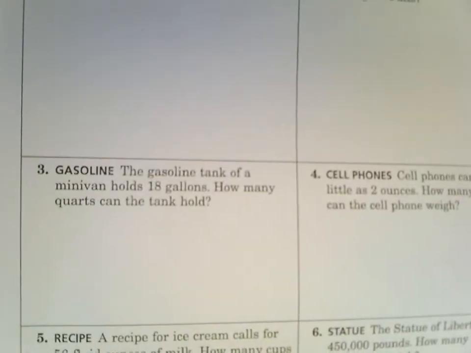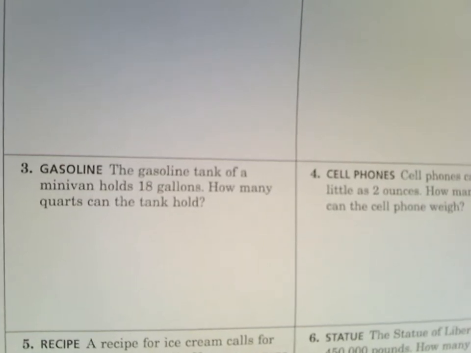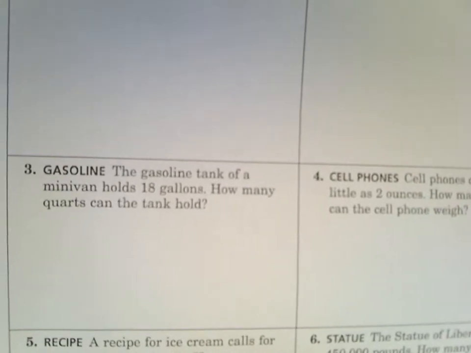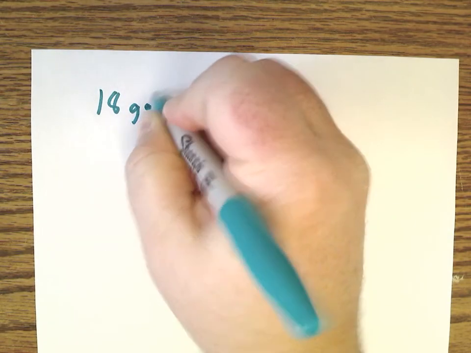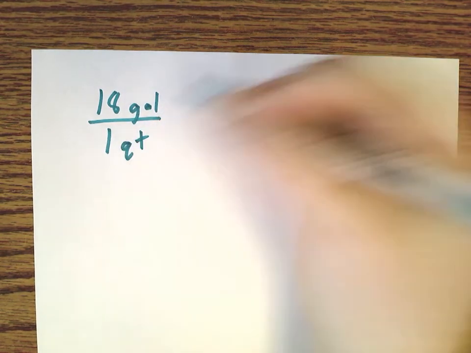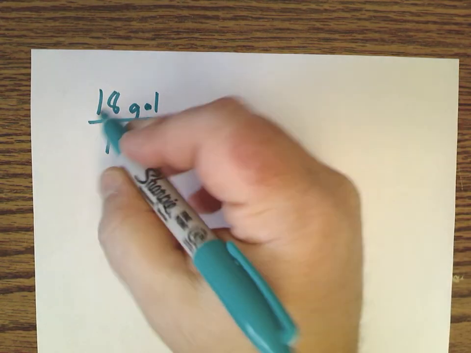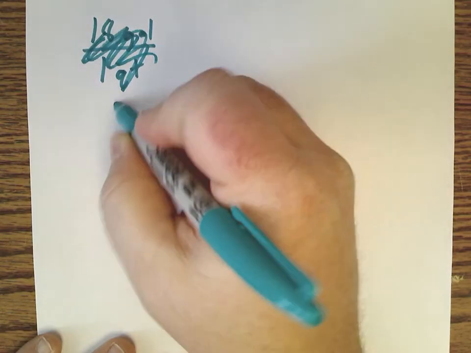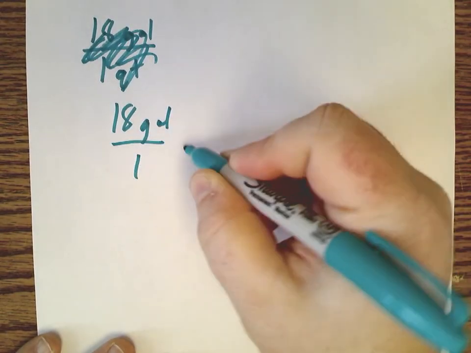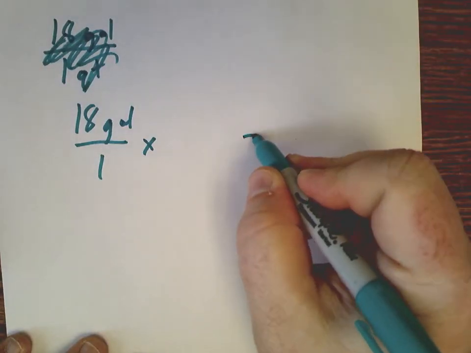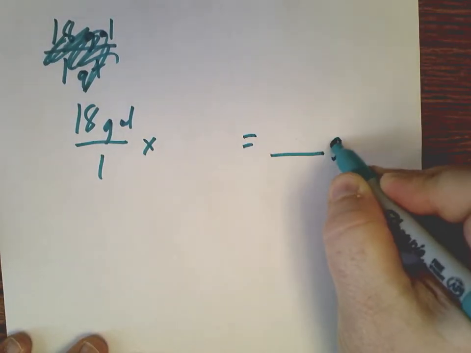Okay, on to number 3. We have the gasoline tank of a minivan holds 18 gallons. How many quarts can the tank hold? So that means we need to, what's that number again? 18 gallons. So we start with 18 gallons per quart. No, that's not right. 18 gallons over 1. We're going to multiply by some ratio and end up with the number of quarts.